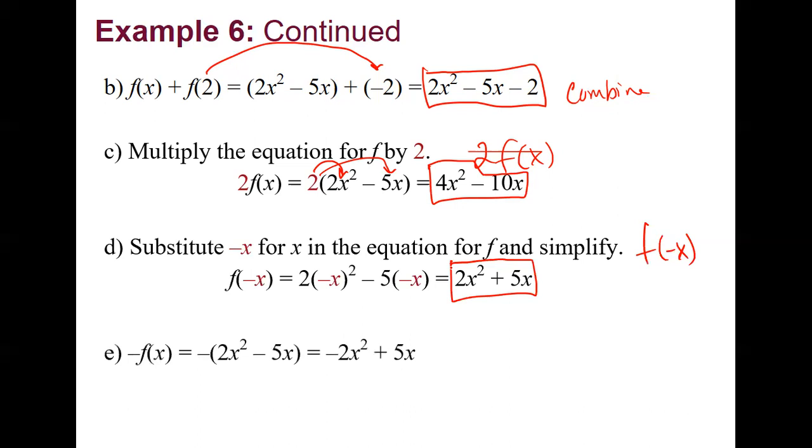Okay. Next, we're going to change the outside of the function. So this time we have -f of x. Because I have -f of x, that means I'm distributing the negative to the coefficients. Not to the variable, but to the coefficient. So I end up with 2 times -1, which is -2. And -2 times -5 makes a +5. Do you see the difference between D and E? One was distributed to the variable, and then the other was distributed to the coefficient. Yes. Okay.